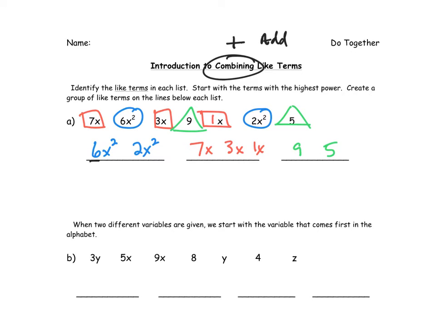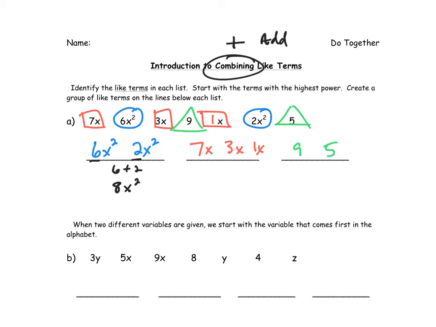So for this one, I'm going to look at 6 and look at 2. So we're going to add those two numbers, and we're going to get 8, but they're x squared terms. So I like to think about this as being 6 of the x squareds and 2 more of these x squareds, leaving us with 8x squared.